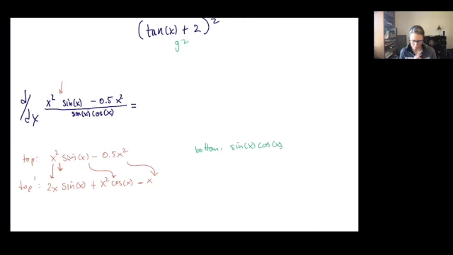And then the denominator is sine x times cosine. So we have another product rule. Yeah, so part of the struggle with these kind of problems is remembering, oh, wait, this is a product. I have to do the product rule.